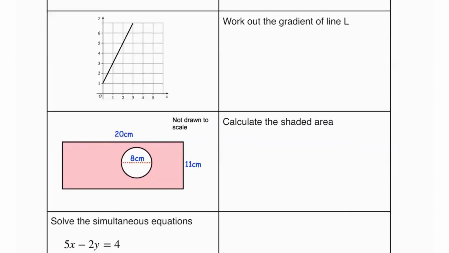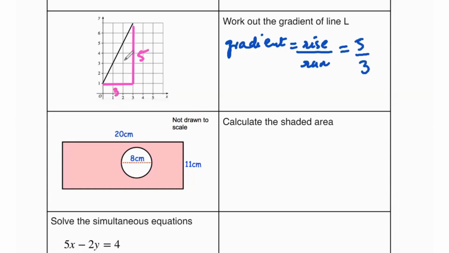Then it says work out the gradient of line L. So for the gradient, I'm going to use rise over run. Rise is, I'm going to pick a point over here. These 2 points. Change in y is my rise. So that's going to be from 1 to 6, so that's 5. And my run, which is a change in x, is 3. So that's going to be 5 over 3. That's my gradient.